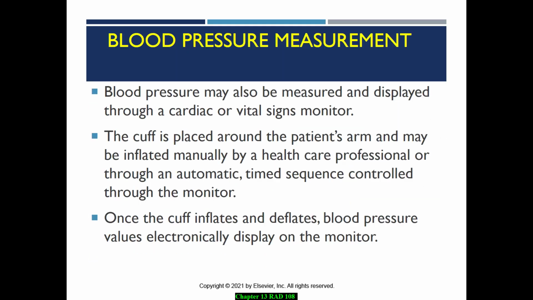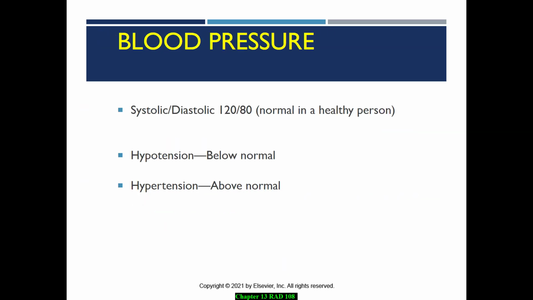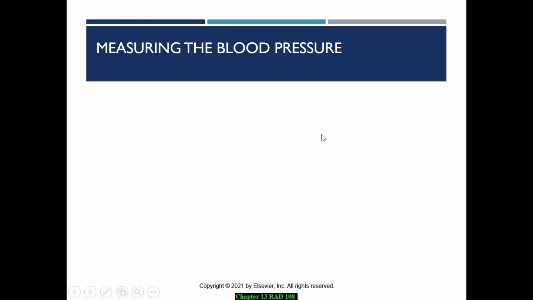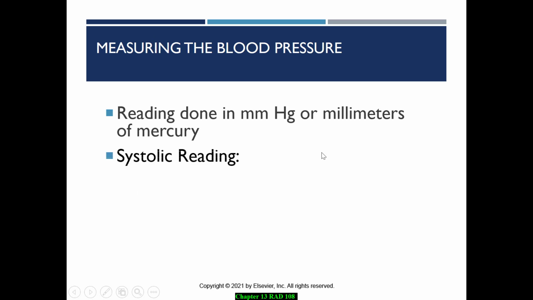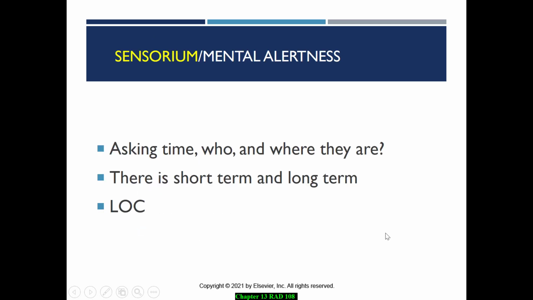So we are going to take blood pressure readings in lab as well. So I'm going to show you how to put that blood pressure cuff on. We're going to look for that systolic pressure, which is the highest number, and your diastolic pressure, which is your lowest number. And typically we should be 120/80 when we're doing those readings. So we'll learn how to do those.